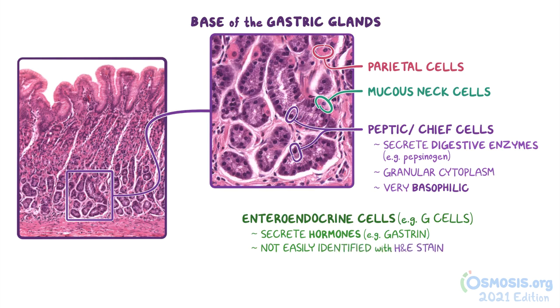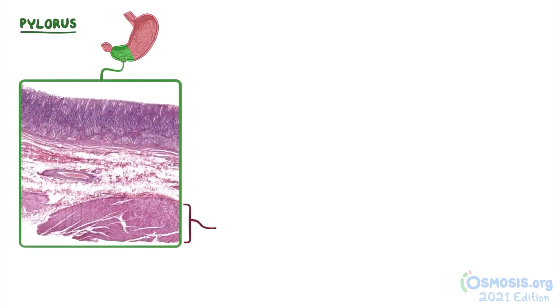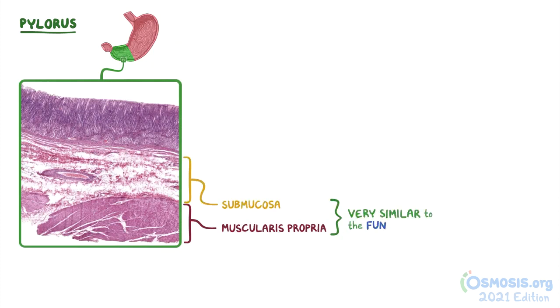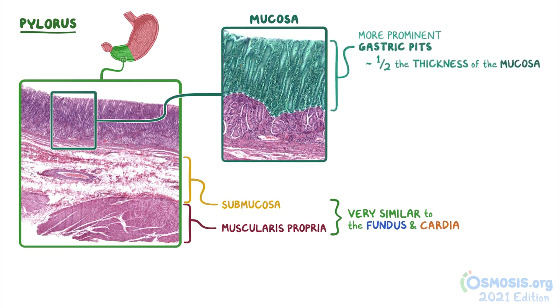Alright, let's move on to the last and most distal region of the stomach, the pylorus. Although the serosa can't be seen in this image, the serosa, muscularis propria, and submucosa are all very similar to the fundus and cardia, but the mucosa of the pylorus does have quite a few unique characteristics. The mucosa of the pylorus has more prominent gastric pits that comprise about half the thickness of the mucosa instead of only a quarter or less.